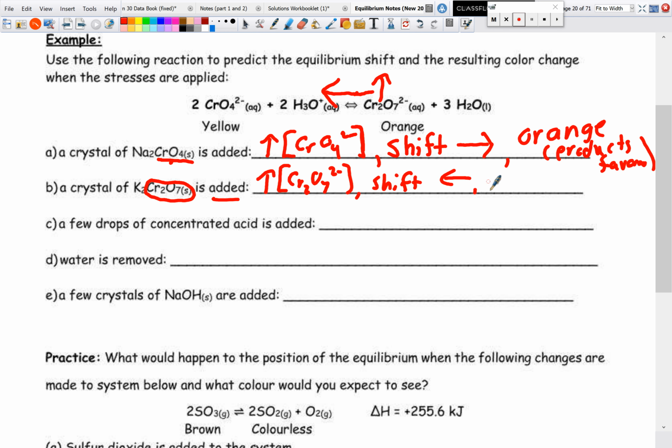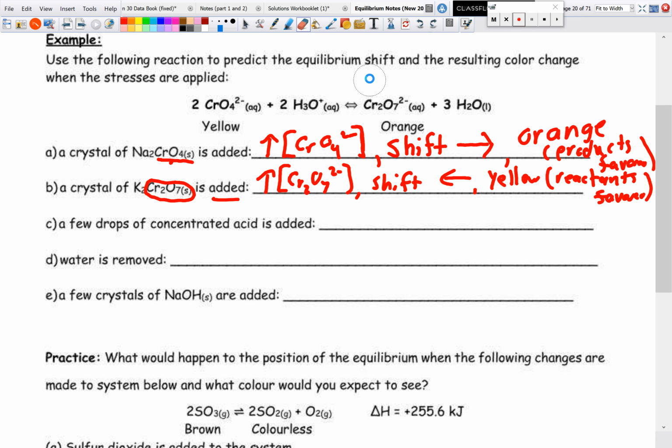And we should see more yellow, because reactants are favored. Now I'm going to leave out the reactants or products being favored, because showing the direction of the shift will say the same thing.